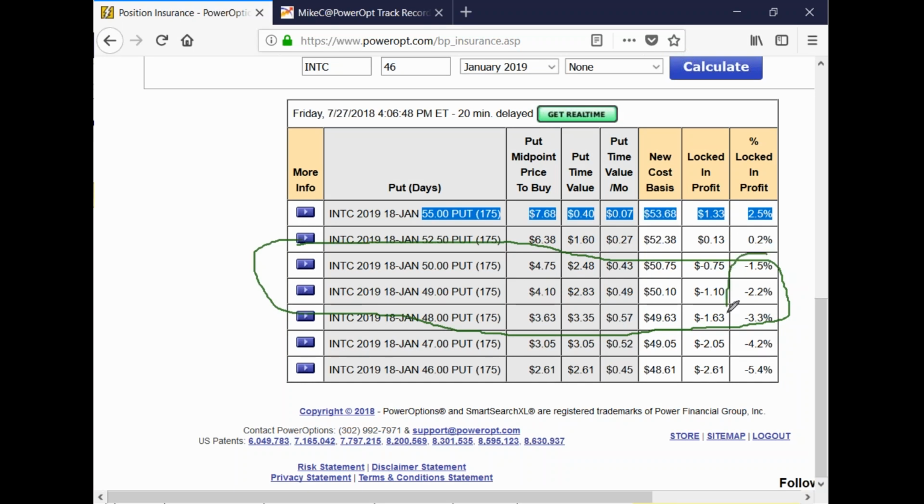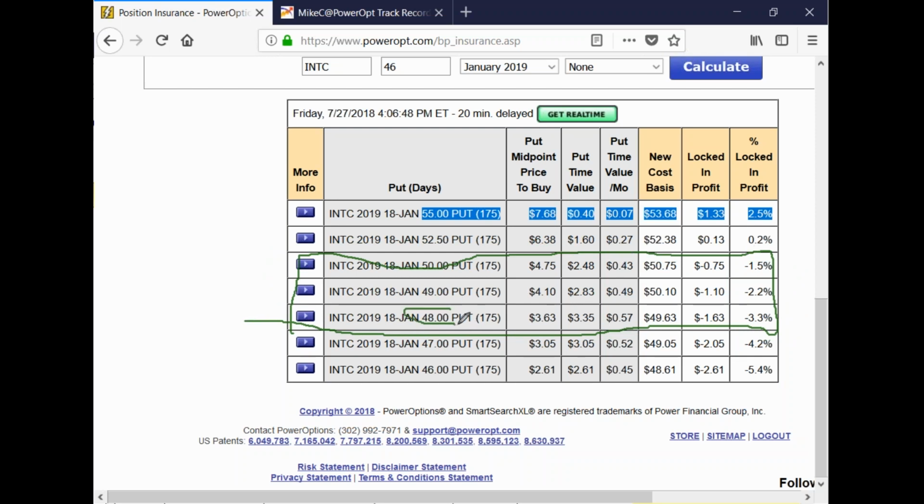And you see here you have a negative locked-in profit, so this would be your risk. 50 gives you about a 1.5% risk, the 49 a 2.2, and the 48 a 3.3. Why am I focusing on those ones in particular? Well, that's what we usually do, is we go slightly in the money to get the best risk protection and lowest time value decay. That's why we're going 175 days out in time. But it's really up to you as to which one you feel is best.